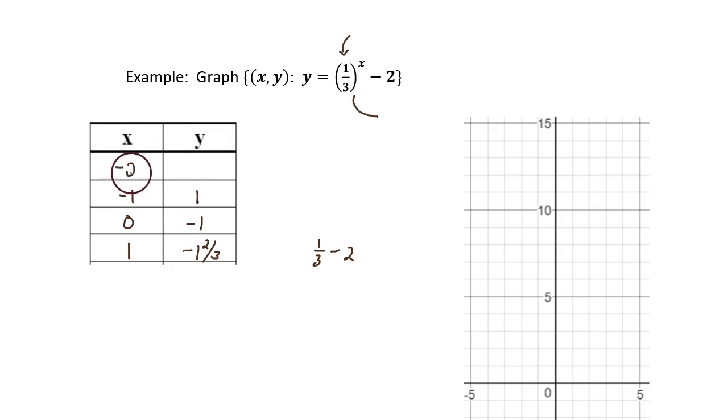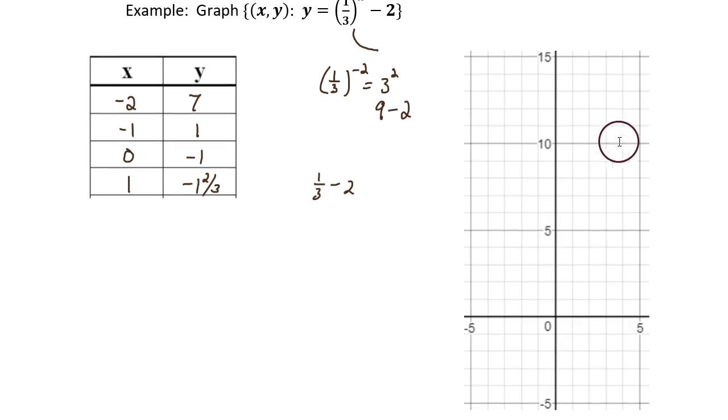And let's use -2 for x. 1/3 to the -2 means the same thing as 3 to the 2, which is 9. And then 9 minus 2 makes 7. If we want even more numbers, we could choose -3 for x. But with these dots, we could probably get the graph.